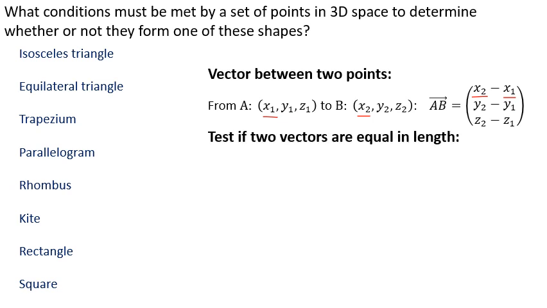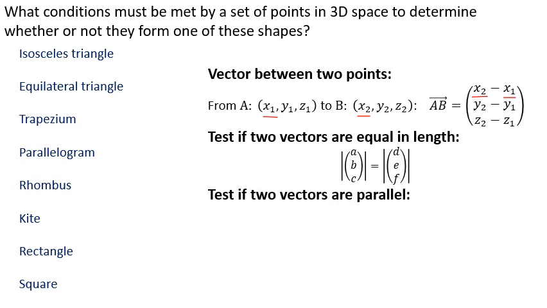We can test if two vectors are equal in length. We would use Pythagoras. So if the length of a vector happens to be the same as the length of another vector, even if they're pointing in completely different directions, when you apply Pythagoras, a squared add b squared add c squared square rooted, then you'll get the exact value of the length and you can compare it to any other vector. You can test if two vectors are parallel by checking to see if one vector is a scalar multiple of another one. And generally speaking, for these sorts of questions, we don't mind if the two parallel vectors are in the opposite sense.